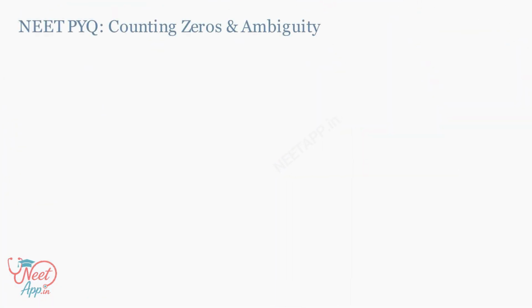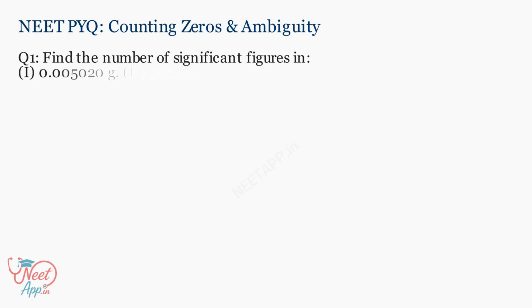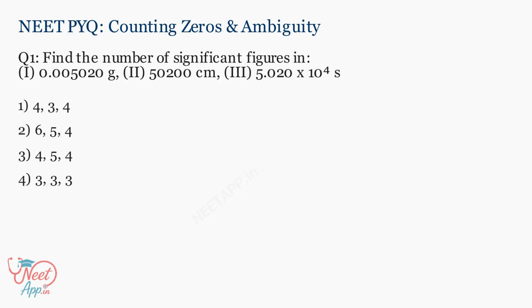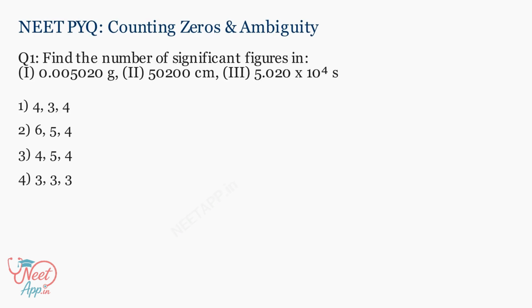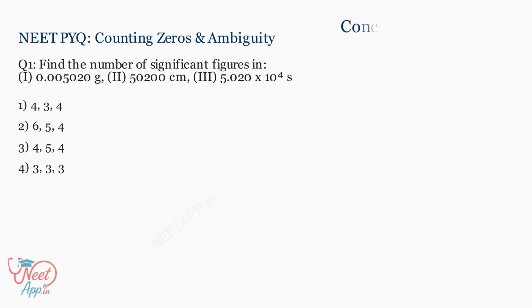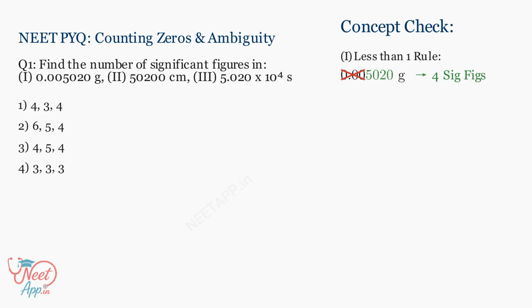Let's jump into question number 1, directly testing the NCERT zero counting rules. We need to find the number of significant figures in 3 different measurements. Let's look at measurement 1, 0.005020 grams. Because this number is less than 1, the leading zeros simply indicate the decimal position. They are strictly not significant. However, the trapped 0 and the trailing 0 at the end of the decimal are significant. This leaves us with 4 significant digits.